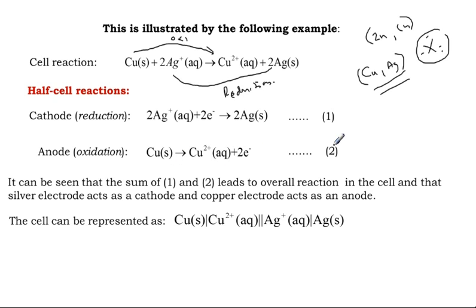The other one is the half cell oxidation reaction. Here copper in pure form dissolves into the electrolyte, losing 2 electrons to its standard oxidation state Cu2 plus. The Cu2 plus is not an electrolyte; only the hydrated Cu2 plus is known as an electrolyte. So it can be seen that the sum of the two reactions 1 and 2 leads to the overall cell reaction in the cell, and the silver electrode acts as cathode and the copper electrode acts as anode. This is understood from our elaborate discussion.